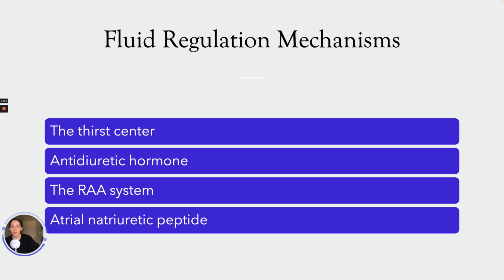There is the RAA system, also called the RAS. This controls fluid volume: when the blood volume decreases, blood flow to the renal juxtaglomerular apparatus is reduced, thereby activating the RAS system. And there is atrial natriuretic peptide, where the heart also plays a role in correcting overload imbalances by releasing atrial natriuretic peptide from the right atrium.